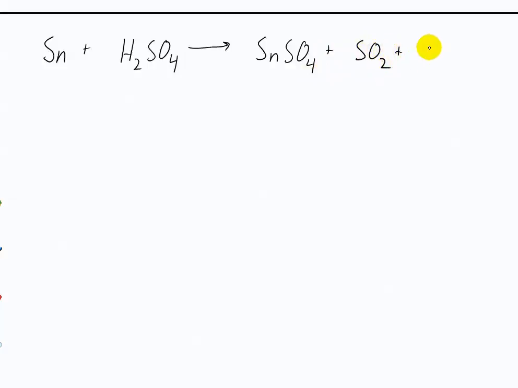All right, one more, and then we will start talking about why this is important and what it means. So I'm going to take tin reacting with sulfuric acid. Will give us tin sulfate, sulfur dioxide, and water. Okay, give this one a try.